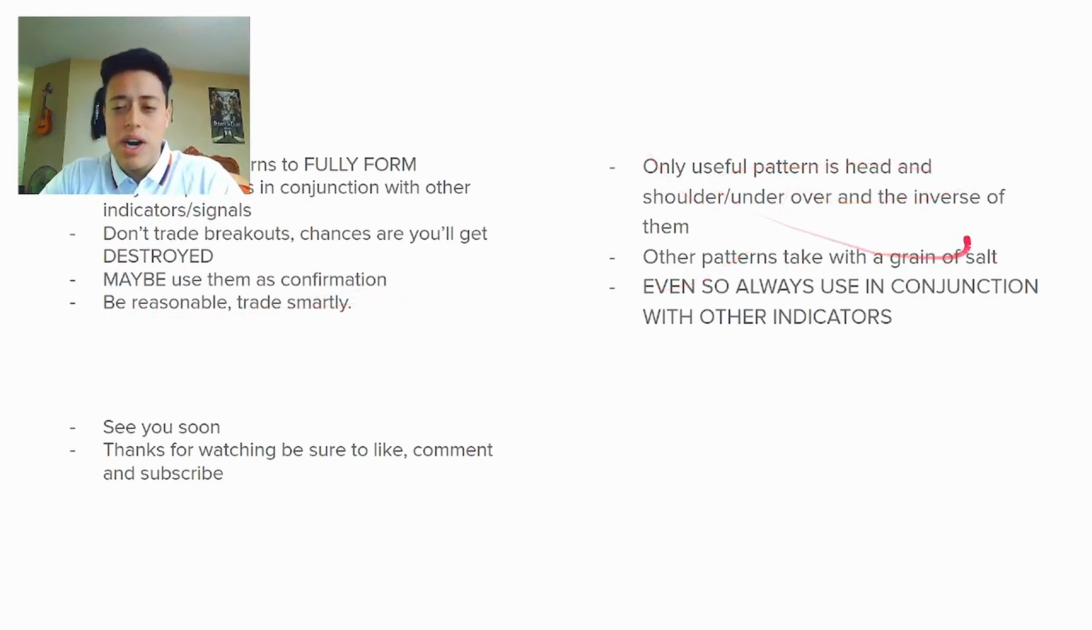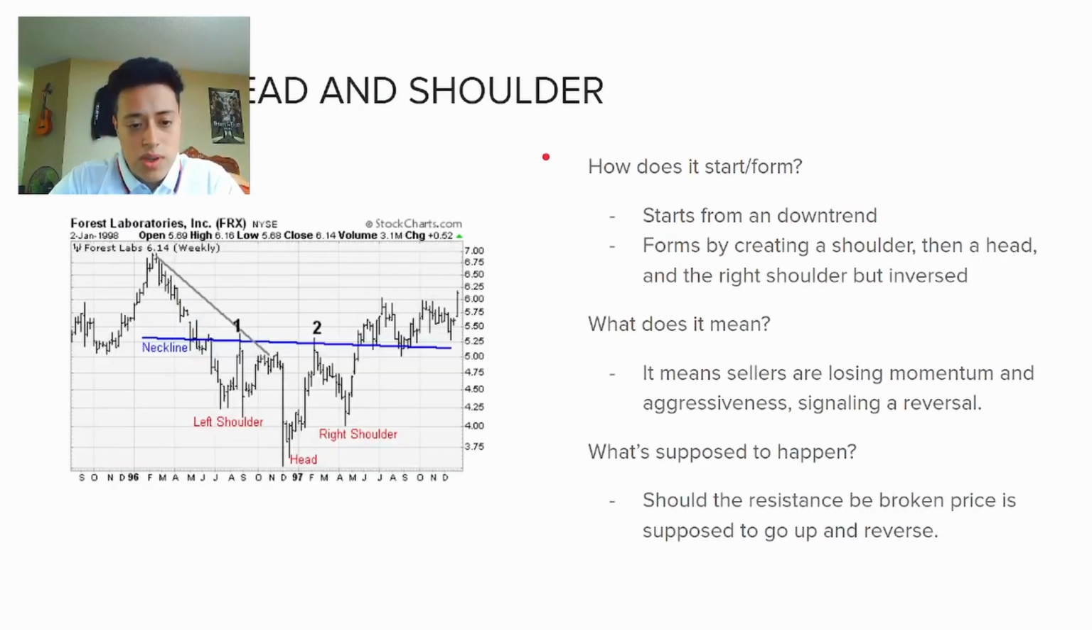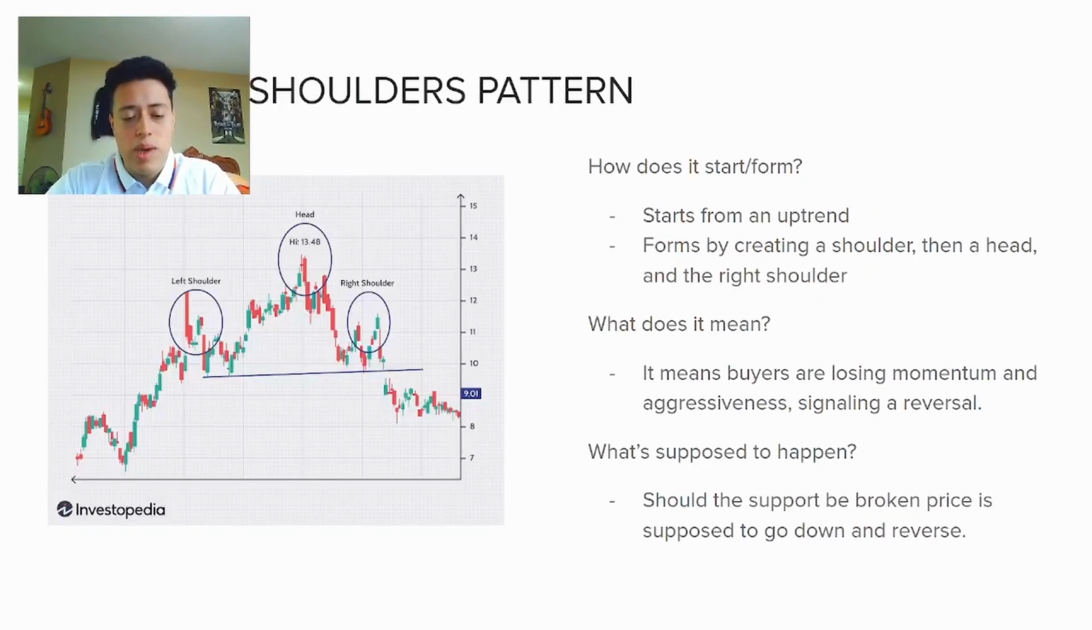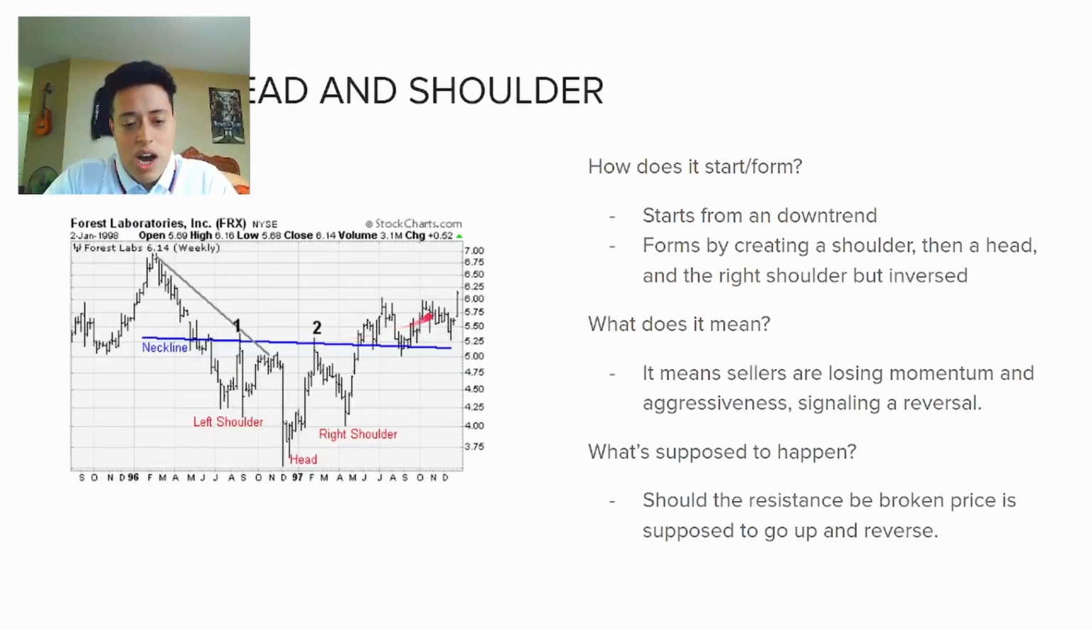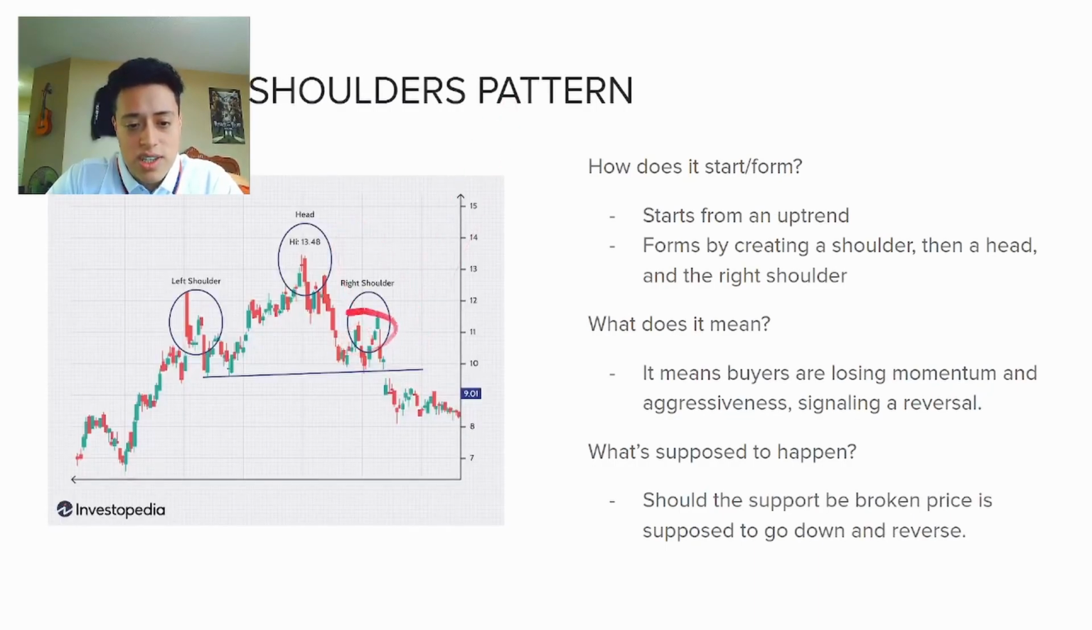The only really useful patterns are the head and shoulders, and the inverse of them, which are this one and this one. But they don't work because the pattern is there. It works because you know that it's losing momentum, right? This is what happens when it loses momentum. Your confirmation would be this, right? You have this channel, so you could say that this is a channel up, price breaks down, but it could equally go up and completely destroy you.